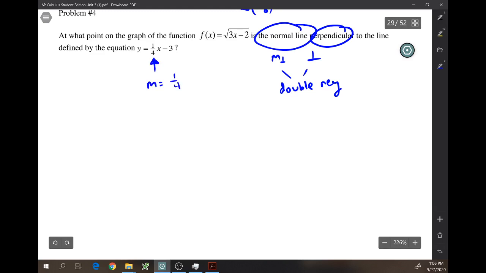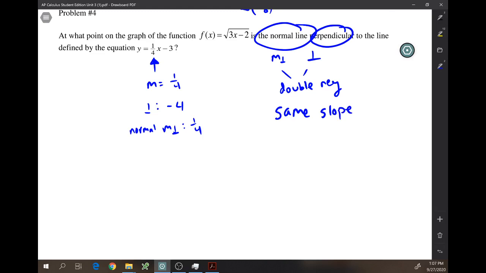But then they say, okay, we want it to be perpendicular. So that's going to take it to negative 4. But then we want the normal line, right, which is again the second time saying it's perpendicular. So it goes back to 1/4. So essentially that double negative just is saying when does it have the same slope. It's a little bit weird, but when does it have the same slope? So we want to know when is the slope of 1/4 the same as the slope of that line.